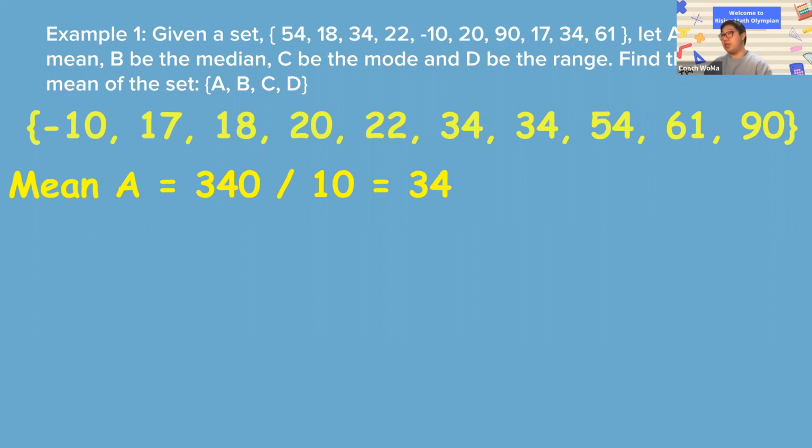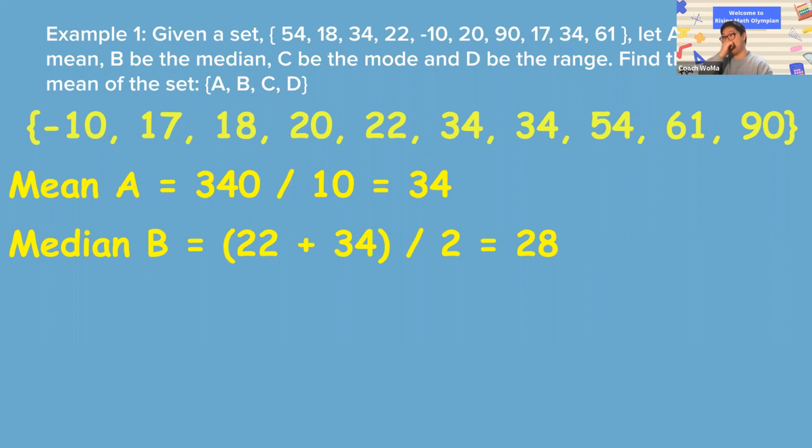For the median B, what we have to do is look at the middle two numbers, which are 22 and 34 in this case. We just take the mean, or the average, of those two numbers, and that becomes our median. That's just one thing you have to know if you want to calculate the median. In this case, the average of 22 and 34 is 28. So that makes B 28.